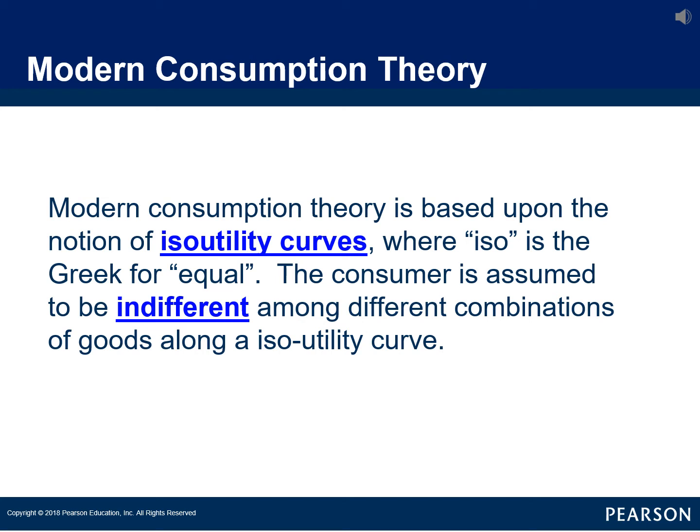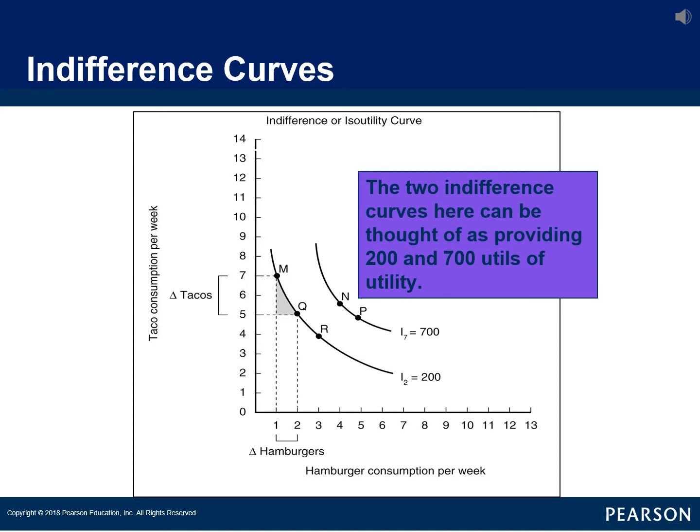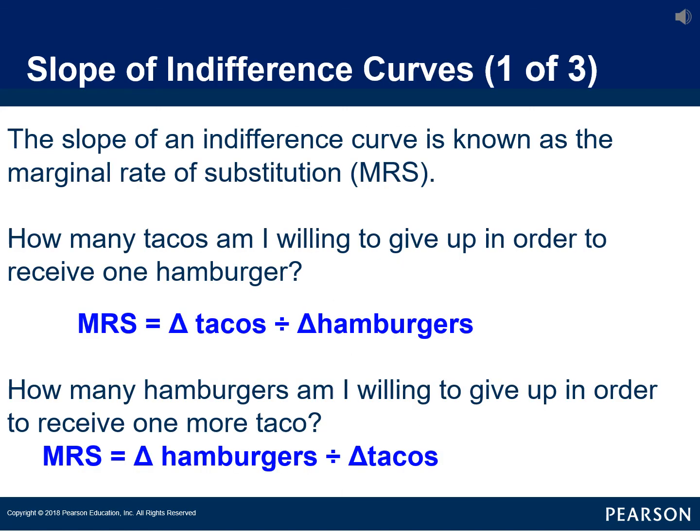This slide repeats what I just said. We can call them indifference curves or iso-utility curves. Again, another example of the picture. Okay.